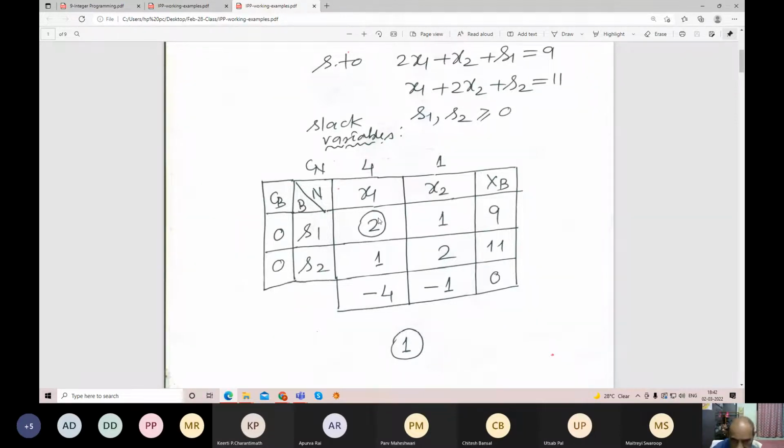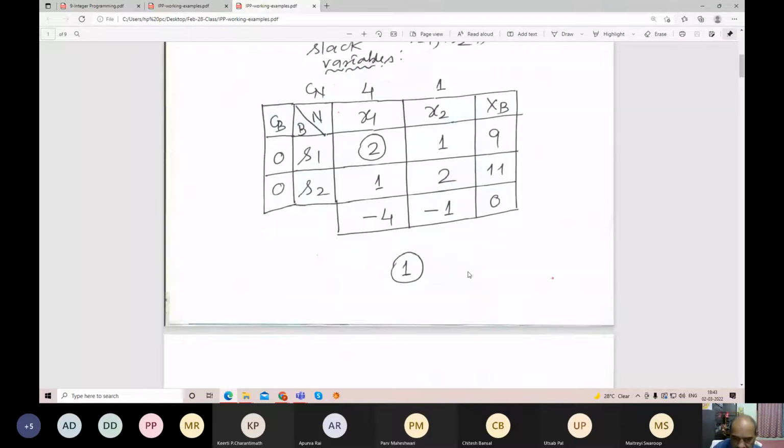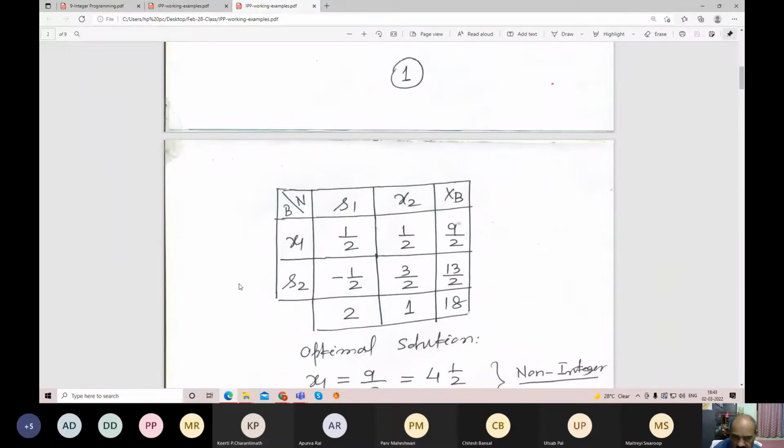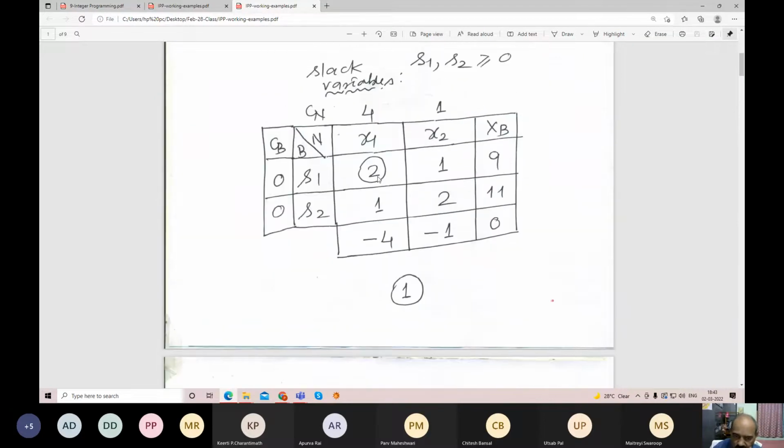So in the next table, you can see here x1 is the entering variable, s1 is the departing variable. So x1 will come to this position and change the position here. S1 will go to the x1 position, and the other things we can fill up using the simplex rule. So the next table is like this: s1, x1, and 2 is becoming half, the reciprocal. Then the elements in this row you divide by 2, so this is 1 by 2, 9 by 2.